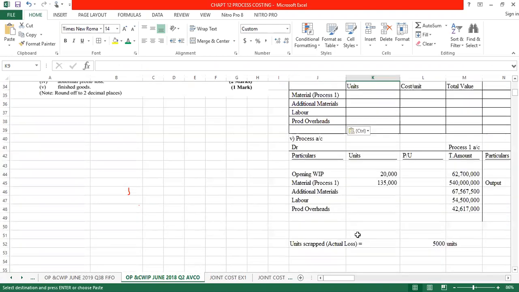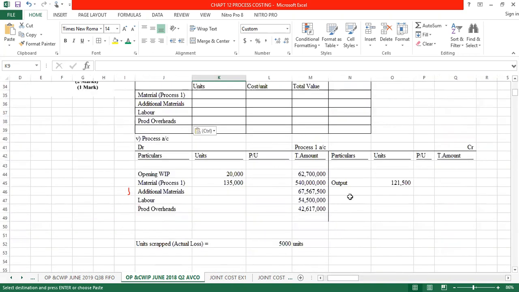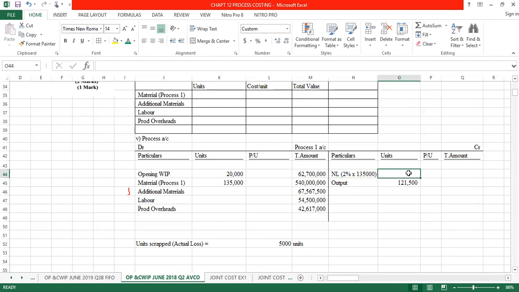Now, there is a small issue here. I did not complete the question. The company normally provides normal wastage at 2% of production, and scrapped units are realized at a price of 6,000. So normal loss is 2%, and we can come and post it. There is normal loss, so 2% times 135,000, whatever you get, you'll come and post it there. So how much is that?